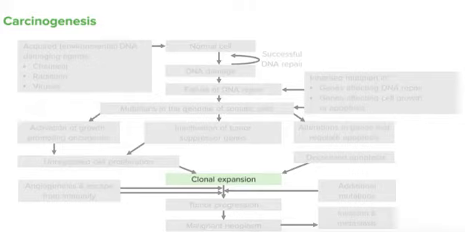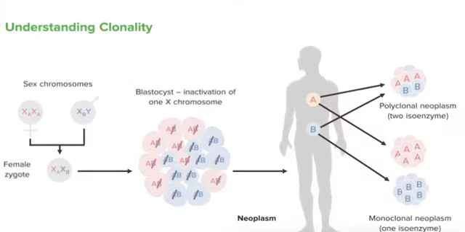In this box here with clonal expansion, just a few words about how cancers like to behave. Clonality, most of your cancers will be monoclonal activity. What does that mean to you? Well, let's take a look. Sex chromosomes come together and you end up forming a female zygote, eventually blastocysts. With inactivation of one X chromosome, now with neoplasia, what ends up happening is that only one type is chosen here to expand upon. Exactly why? Well, we don't know.